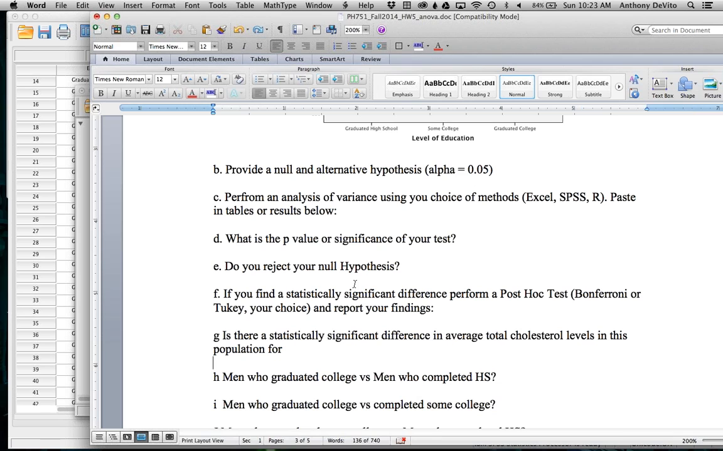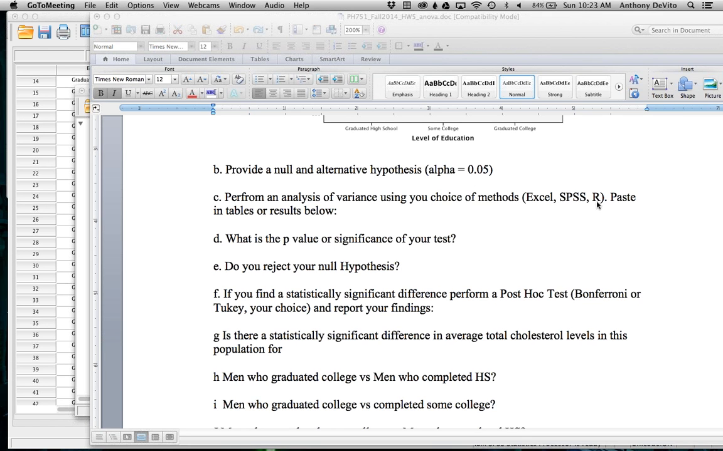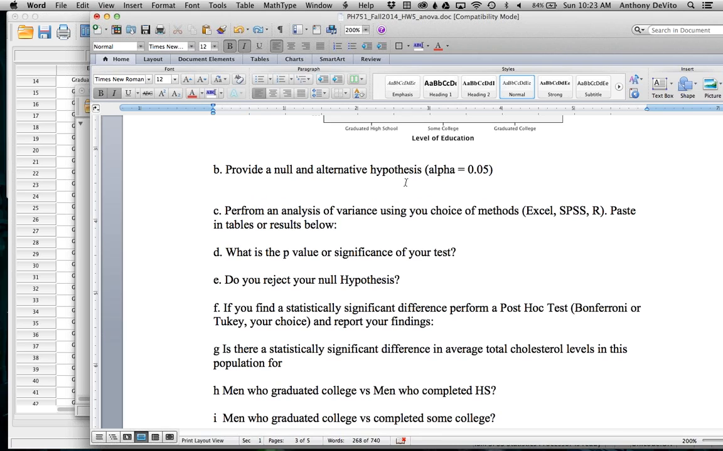Okay, so the next thing it asks me is to provide a null and alternative hypothesis. Okay, without naming names, do you want to give it a try and see what you would propose as your null hypothesis? Oh, a nice bold italics there. What do you think you might propose as your null hypothesis here?